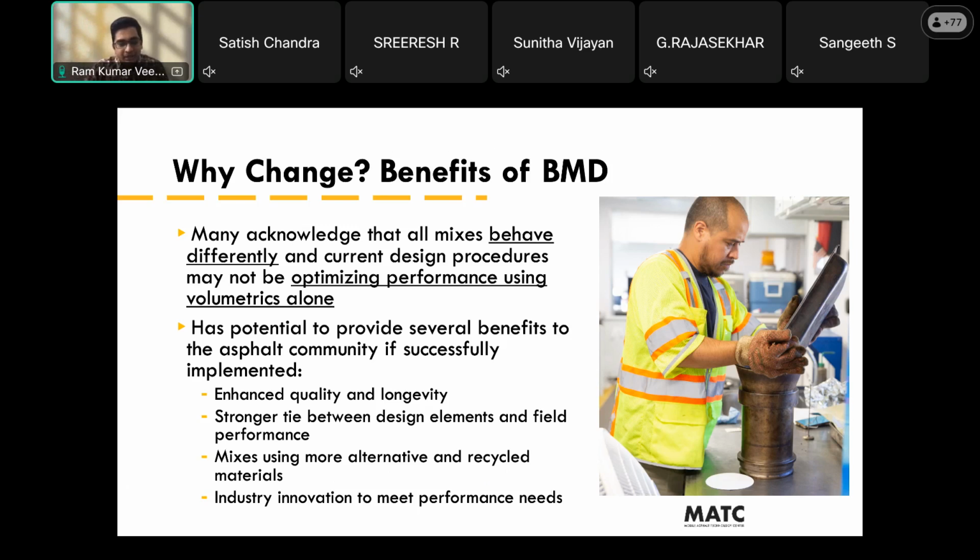And finally, BMD encourages industry innovation to meet performance needs. It allows more flexibility for contractors to be creative in mix design, leading to better performing pavements. So in summary, BMD can lead to better performance, more durable and more sustainable pavements, addressing the limitations of the volumetric mix design approach.